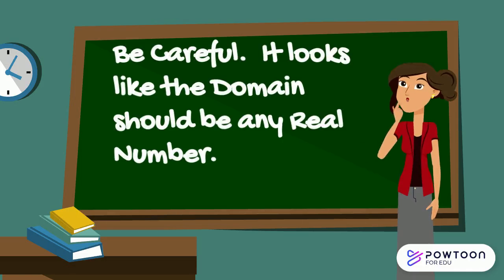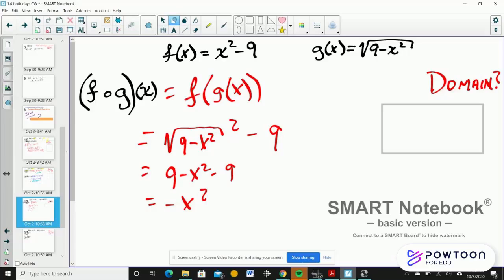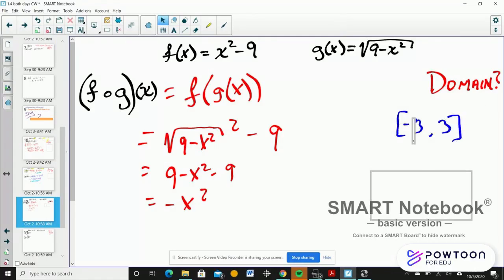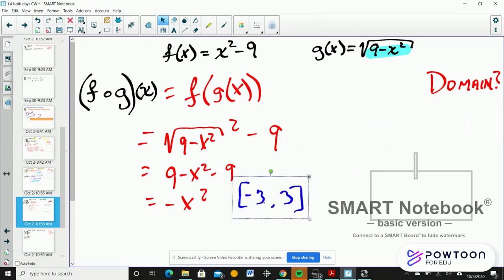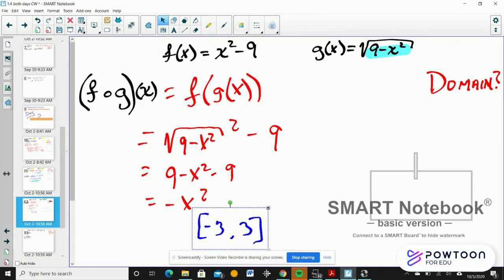Now you have to be careful when you're finding the domain of a composition function. For this composition function, you would want to think that the domain was all real numbers. But since g of x actually had a domain of negative 3 to positive 3, so that we would not have a negative underneath the square root sign, the domain of this new composition function is also negative 3 to 3.